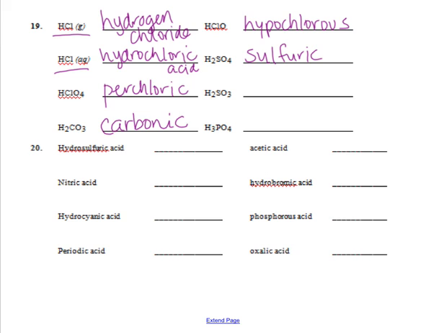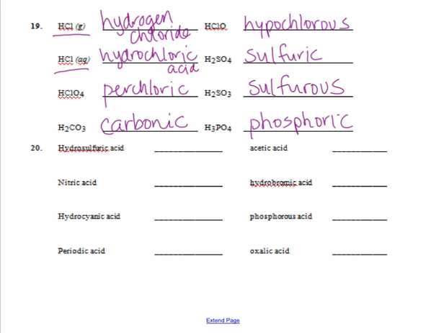And then H2SO3 is sulfite, so it's sulfurous acid. And the same thing with phosphorus. It's kind of weird. PO4 minus 3 is what? Just the name of the thing, phosphate. So what's the name of the acid? It's not phosphic, it's phosphoric. Okay, we'll go the other way.